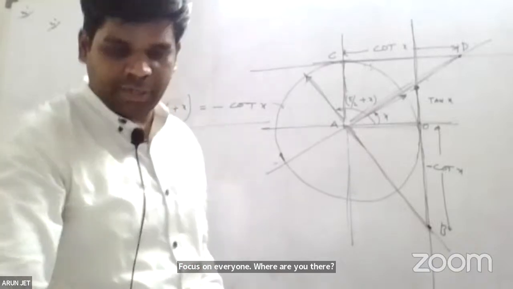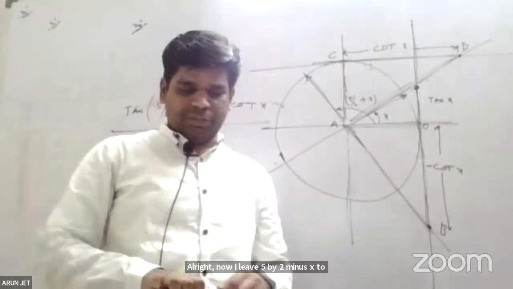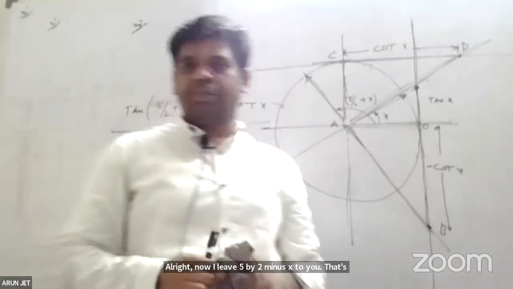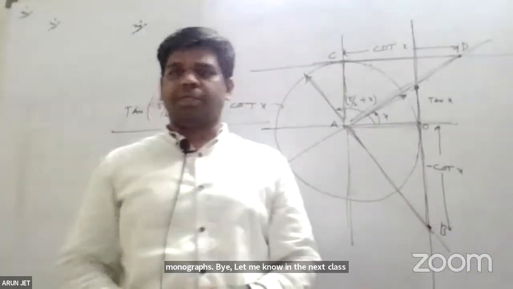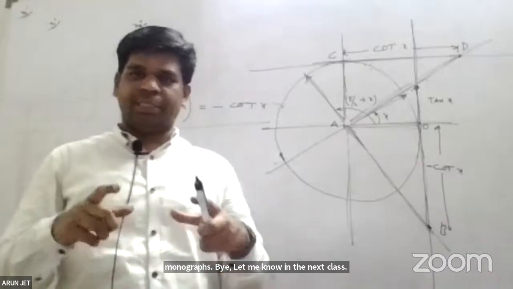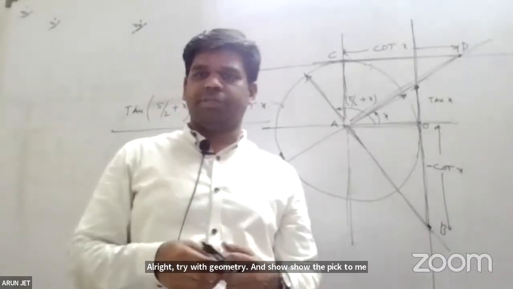All right. Now I leave pi by 2 minus x to you. Let's move on to graphs. Pi by 2 minus x, try it yourselves. Let me know in the next class. Try with the geometry and show the picture to me, or send it to the WhatsApp number 96422 15227, or the other WhatsApp number.